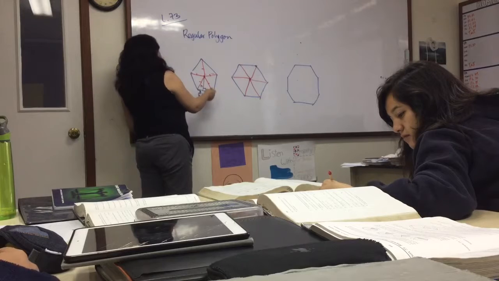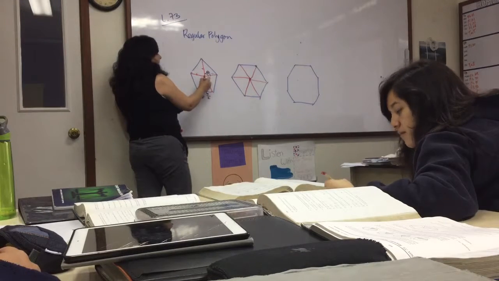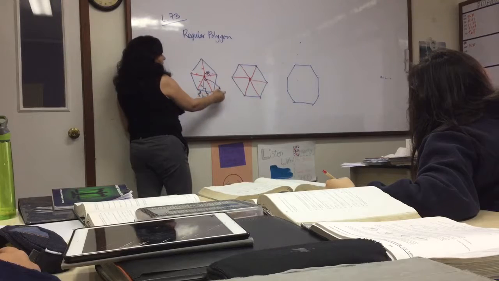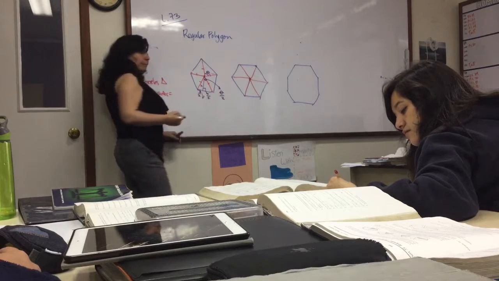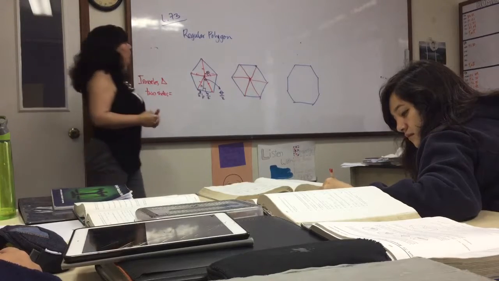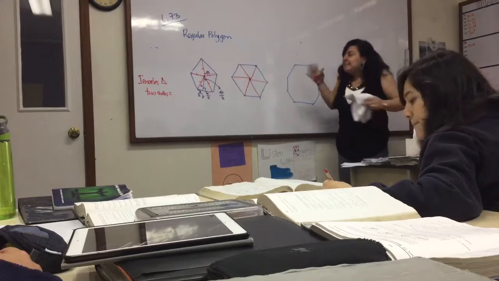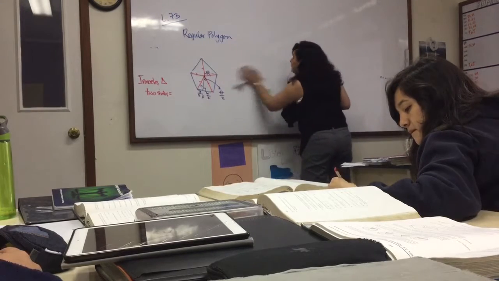Let's say this angle is theta. How much is this one going to be? Theta halves, right? Because since they're isosceles, the height is going to split it right down the middle. Okay. Is all of that clear? Does it make sense?